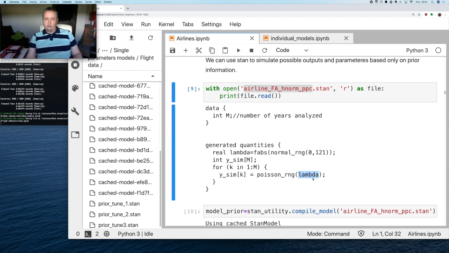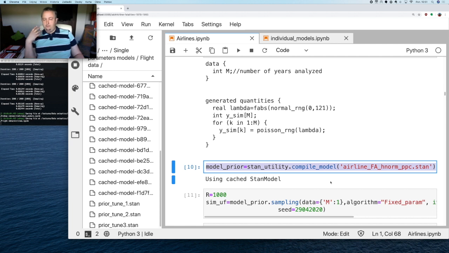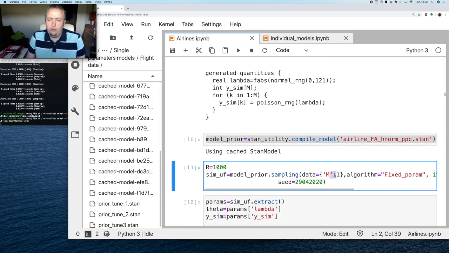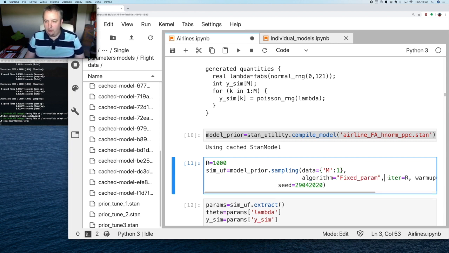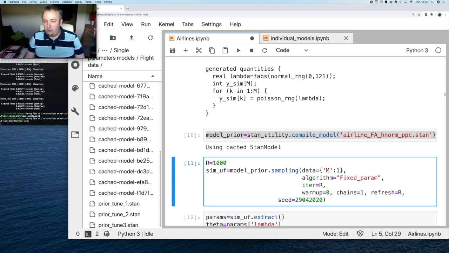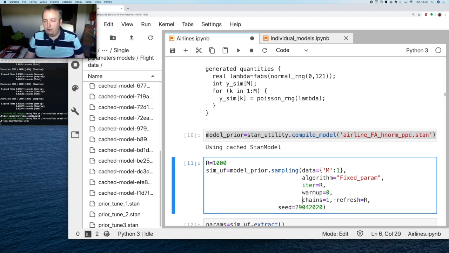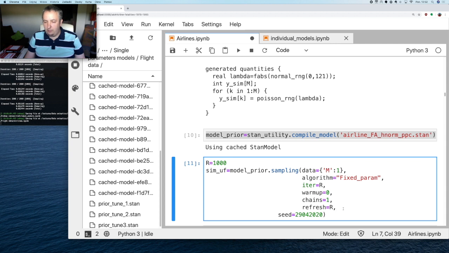Having those, of course, we again can do some sampling from our model. We're going to compile our model and do some sampling. We'll just do one example here, and we will be using the fixed parameters algorithm again. Maybe I'll just break lines so it will be more visible for you later. We are not using warm up because we are not really doing inference. We are just sampling our model.